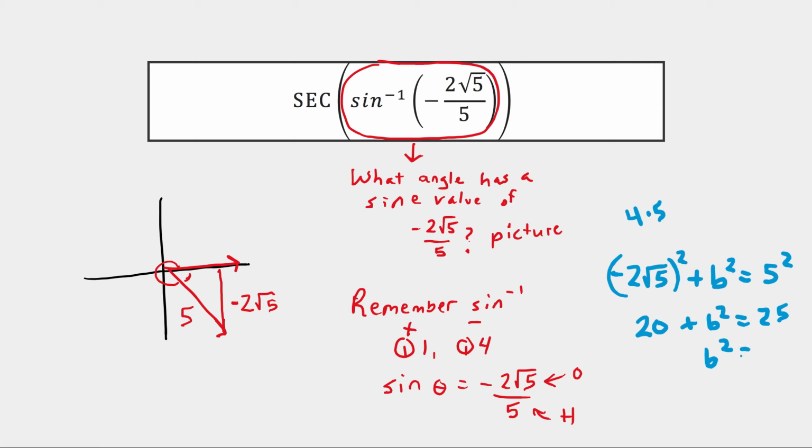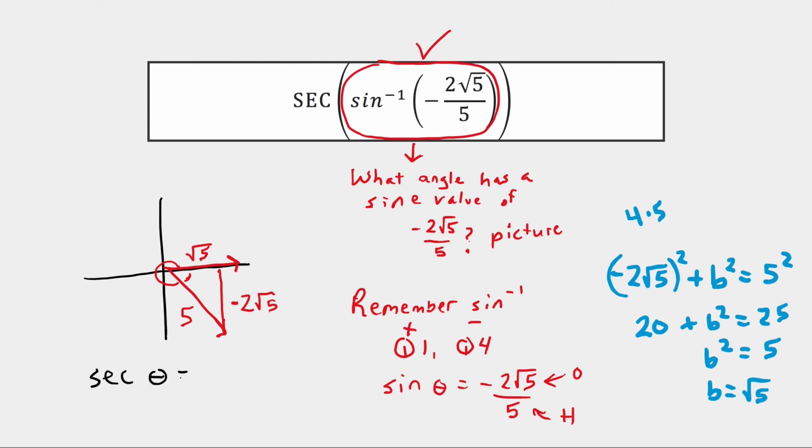We will subtract the 20 from both sides, leaving me just 5. And then b is going to be the square root of 5. And it will be positive because we are moving to the right with that side, making a positive square root of 5. All right, so again, once we've drawn that picture, we have finished this part of the problem. The only thing left now is to calculate our secant.